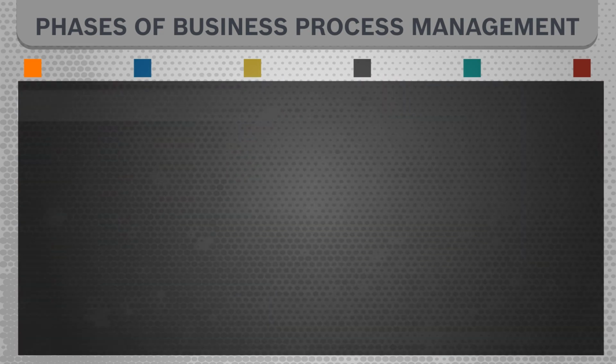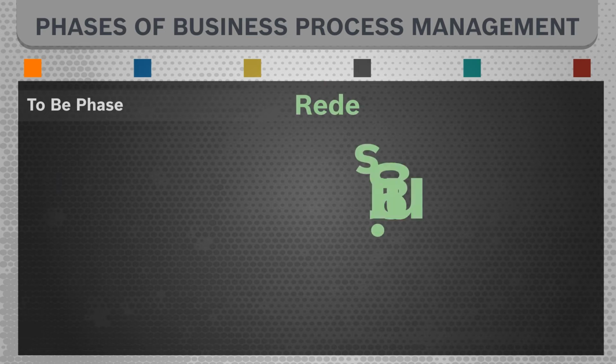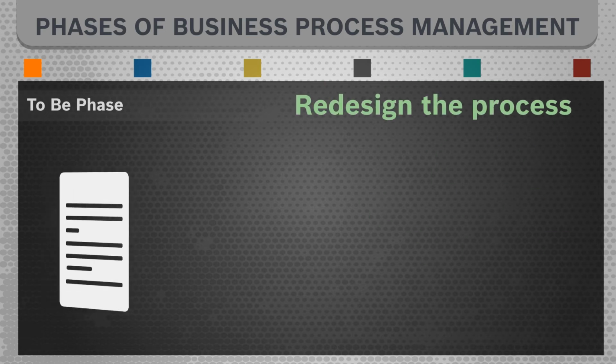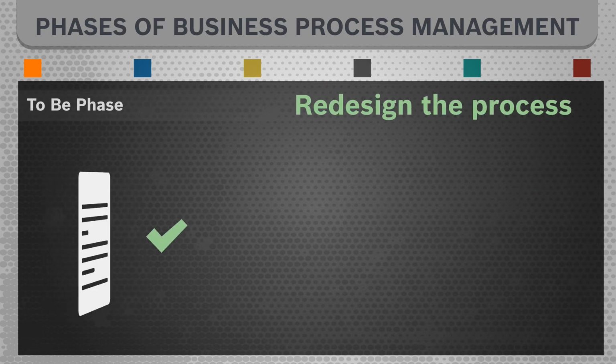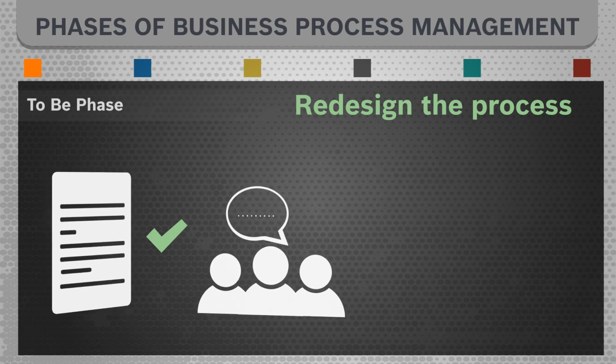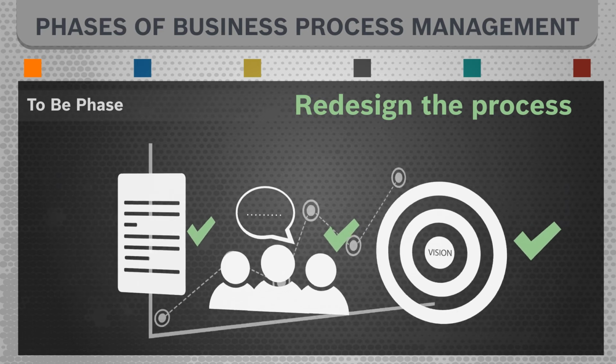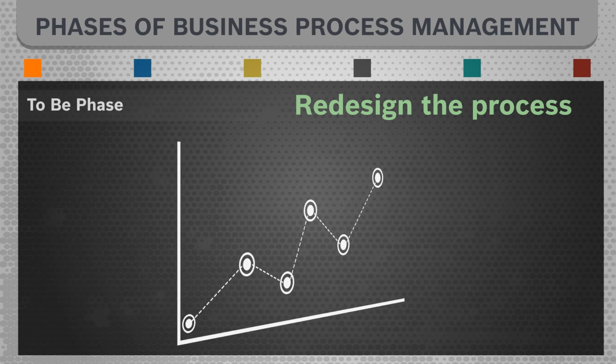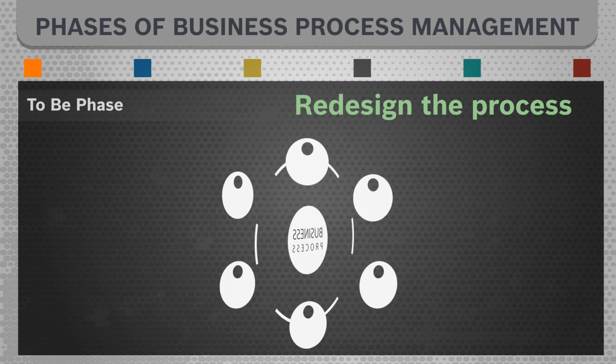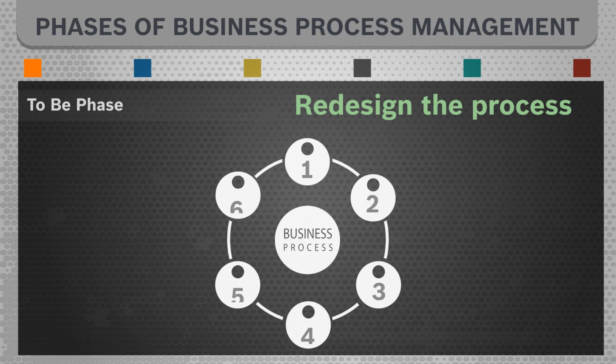Phase 4. To-be phase. Redesign the process. Once the existing process has been analyzed, the process beneficiaries' requirements understood, and the process vision created, it is time to apply the process improvement techniques, using this process improvement wheel as a tool. The process improvement wheel has 6 techniques to improve the selected process rapidly.